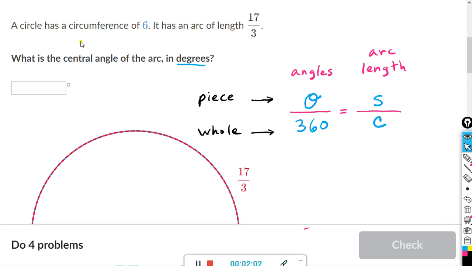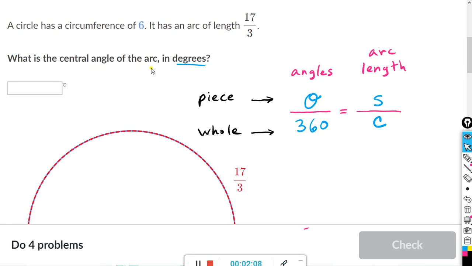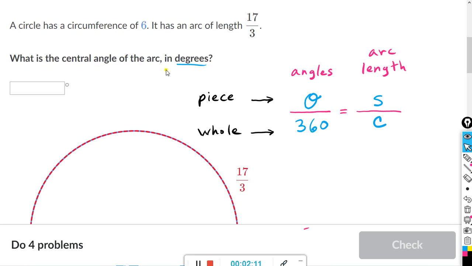It says a circle has a circumference of 6. It has an arc length of 17/3. What is the central angle of the arc in degrees? All right, so we're going to use this ratio and proportion. The central angle is theta. That's what we're looking to solve, so we don't know that yet. And the angle all the way around the circle, that's 360.